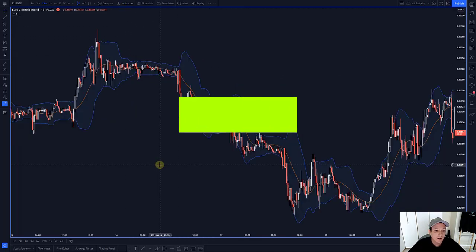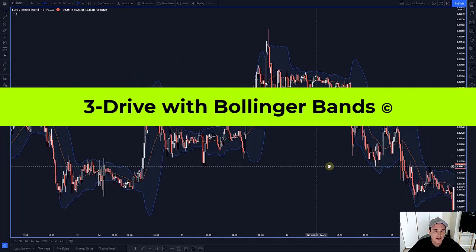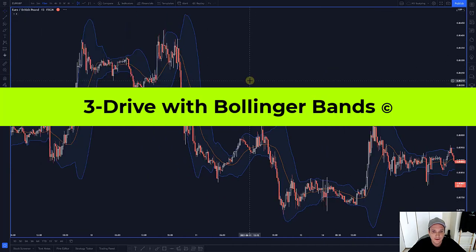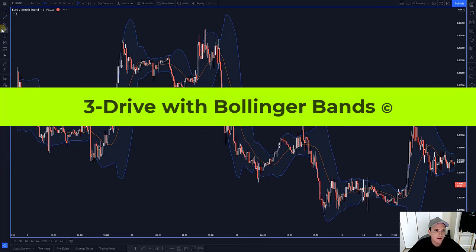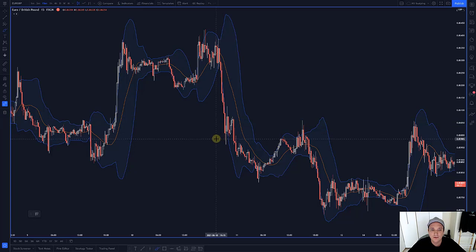The next tool I really love is Bollinger Bands. What I'm looking for here is a specific pattern, and that is 3 drives to the upside or the downside before I'm reversing. So if we have basically 1 leg, 2 legs, 3 legs, and then we close outside of the Bollinger Band and then back inside, you can then go long for awesome trades.